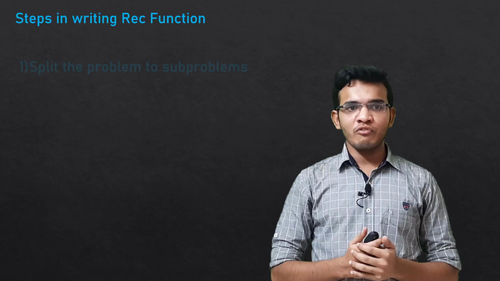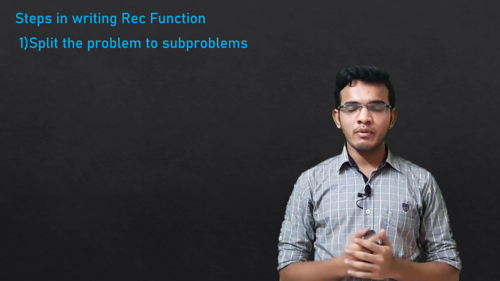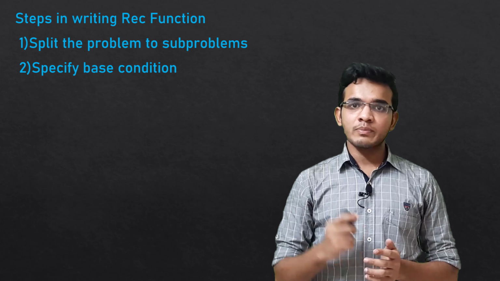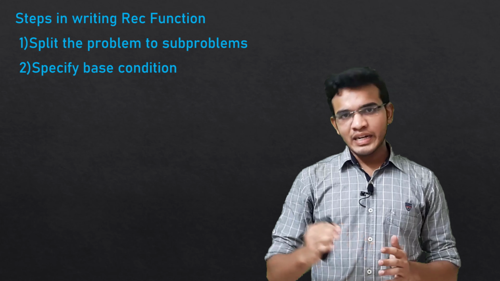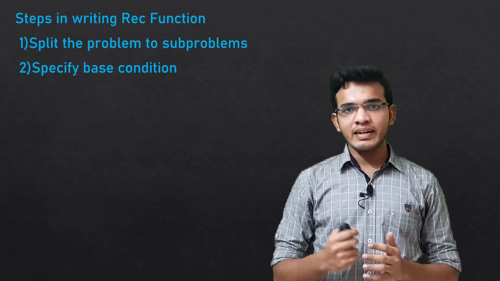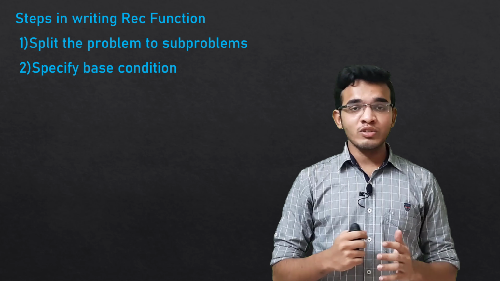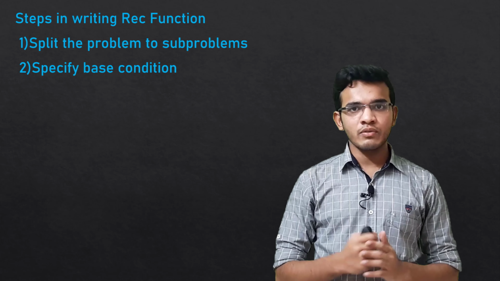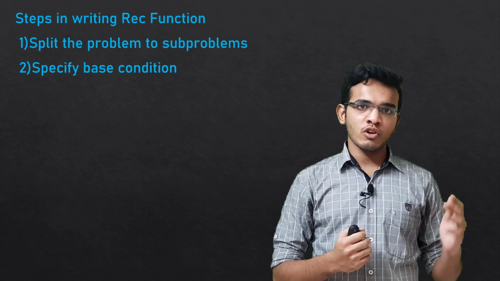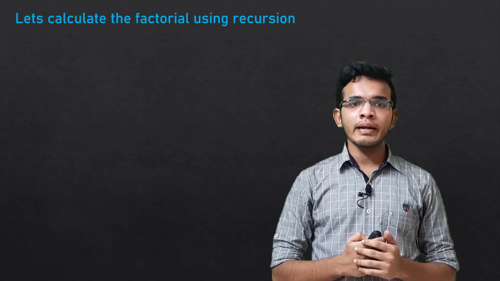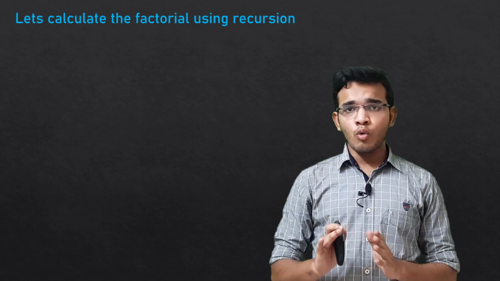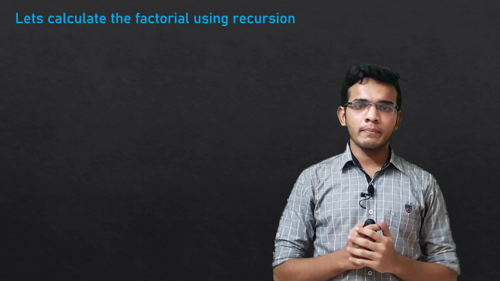The steps could be: the first one is splitting the problem into subproblems, and the second one is specifying the base condition. In the later part of the video, I will talk in detail about each of these steps. For now, just understand that these are the two steps that we can talk about in the structure of a recursive program. And let's understand how we could calculate recursion in a general way.